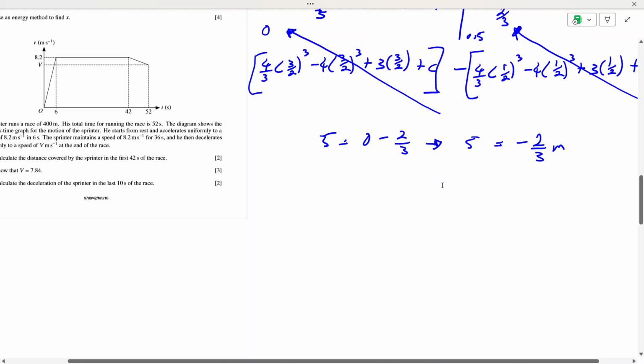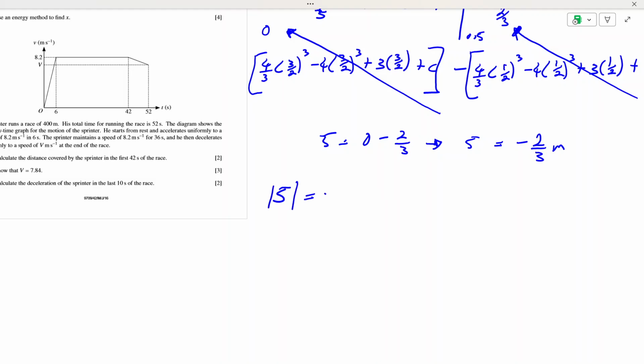And we know that displacement is a vector. It has the magnitude and the direction. The only difference between the displacement and the distance is that the distance doesn't have the direction. So we just need the modulus, or just the magnitude, of the displacement to get the distance, right? So the magnitude, this is equal to the distance, which is 2 over 3. The magnitude of that is just equal to 2 over 3 meters. And that's our answer.